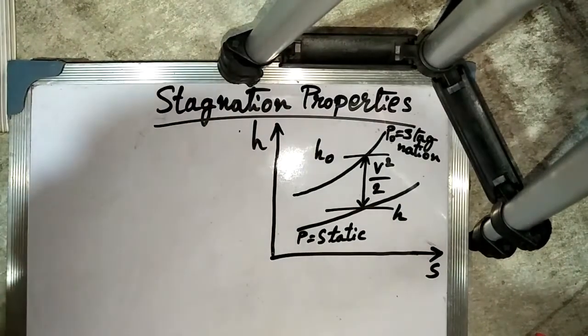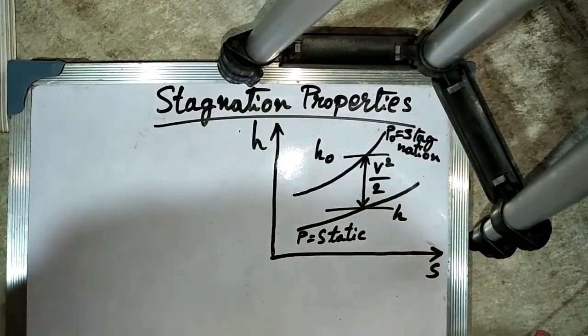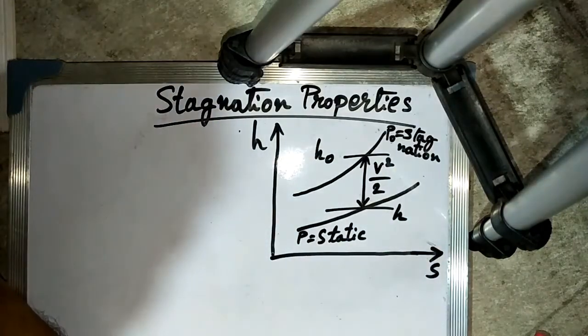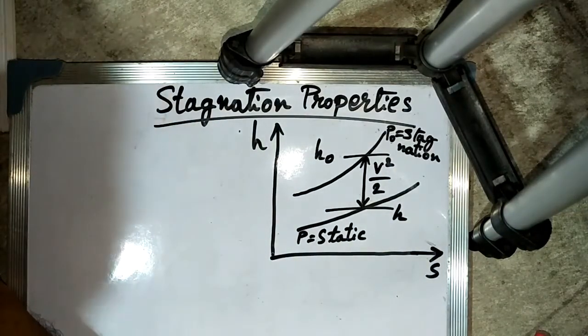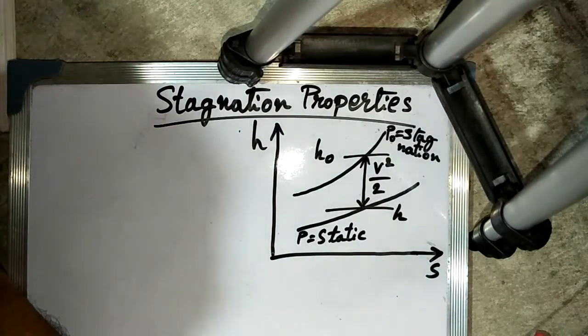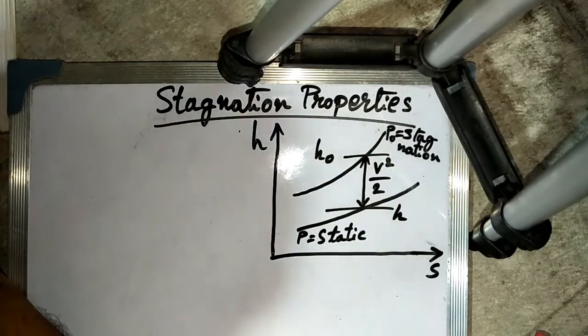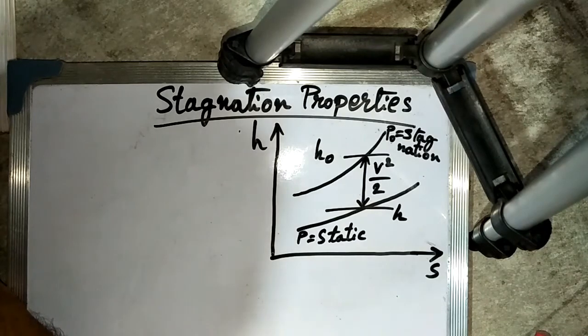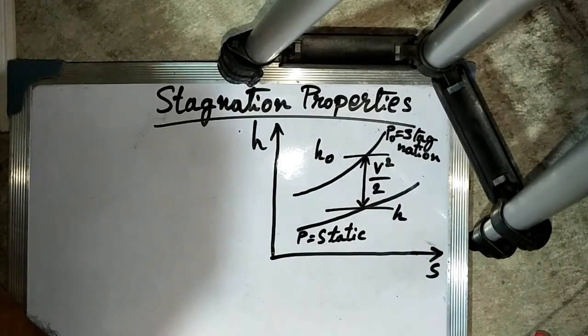So let's talk about the stagnation properties. First we have to define what stagnation properties are. The isentropic stagnation state is defined as the state a fluid in motion would reach if it were brought to rest isentropically in a steady flow, adiabatic, zero work output device.